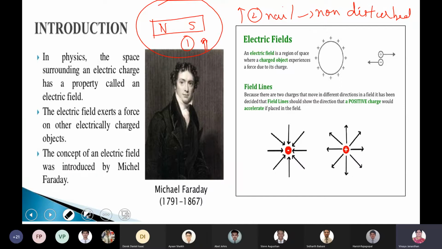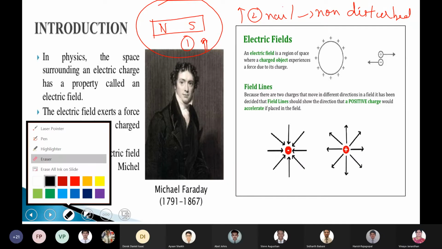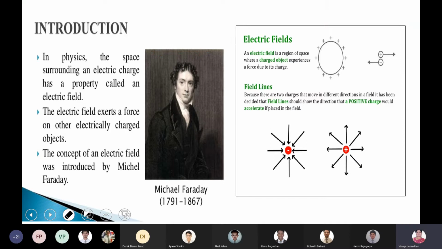Similarly, around any point charges, here you have a negative point charge. Here you have a negative point charge. Here you have a positive point charge. Now look at this diagram. This is a continuous distribution of charges. Anyway, let us come back to that later.